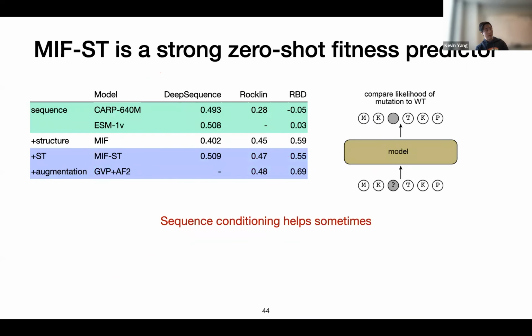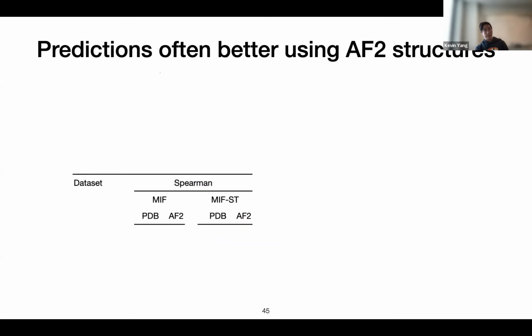So sequence conditioning helps sometimes, and at least for this complex here and some other complexes too, the augmentation seems to help a lot. They also use a different masking scheme. They don't mask. It's mostly autoregressive, which makes it better able to deal with variable length things. One interesting thing is these zero-shot predictions are often better using AlphaFold 2 structures than the PDB structures.